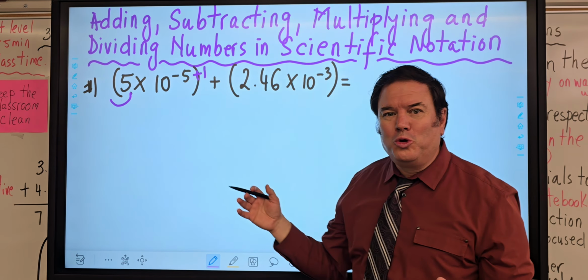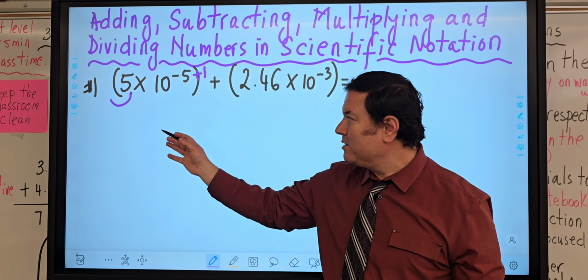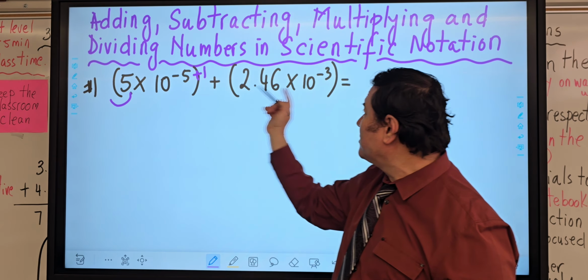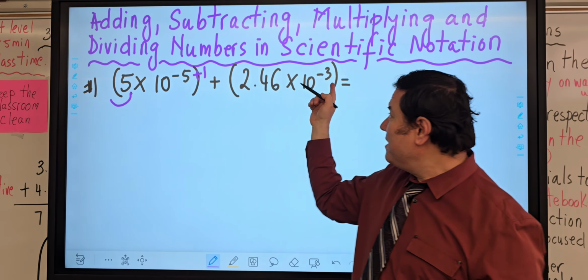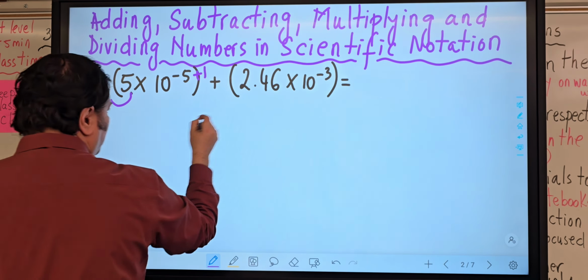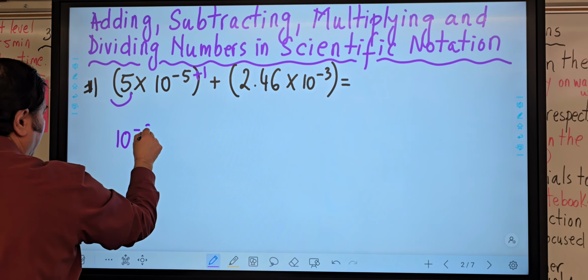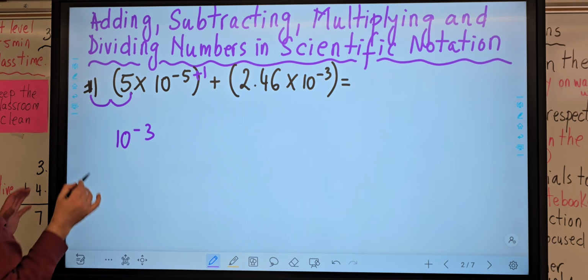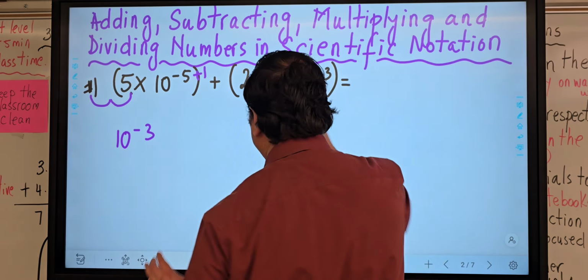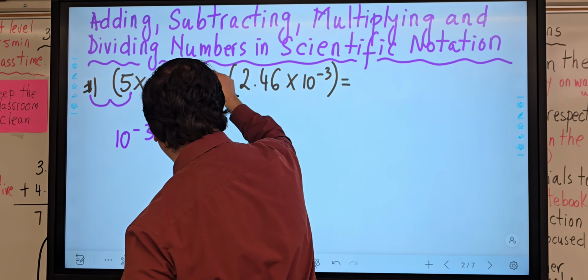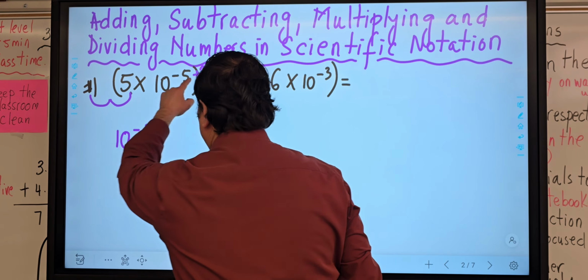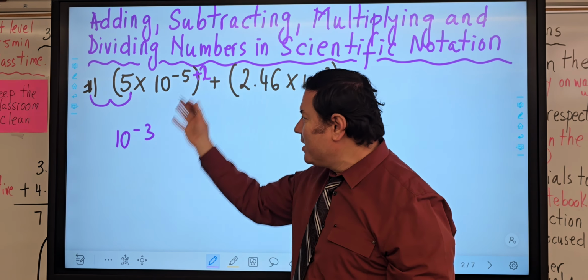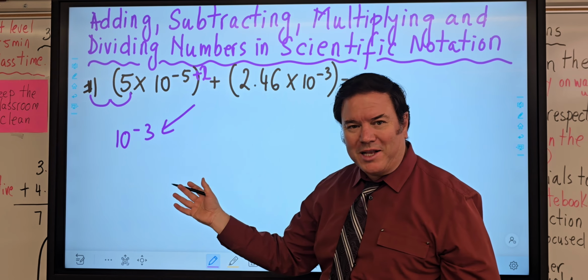But how many places do we need to move the decimal point? If I move one place, we're adding 1. Negative 5 plus 1 becomes negative 4. But we need negative 3. If we move one place, we get negative 4. But if we move 2 places, then we are going to add 2 instead. So for each place, we're adding a 1. So now negative 5 plus 2 is going to become negative 3, and it is going to match.